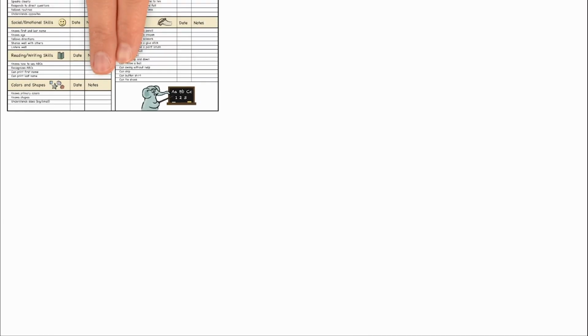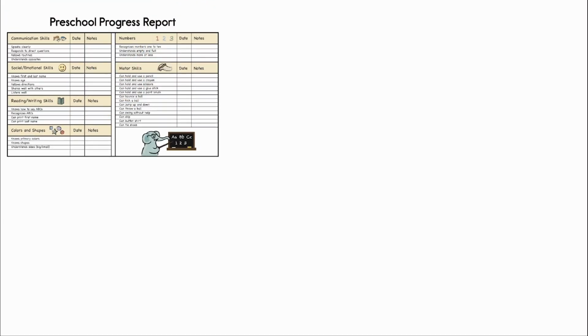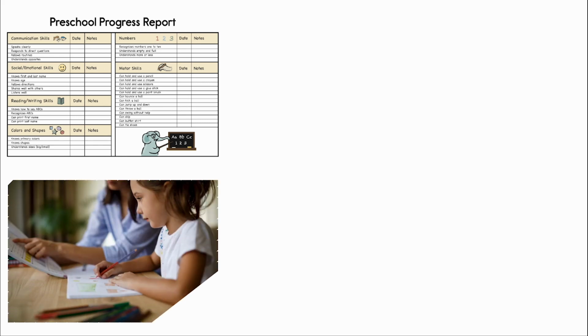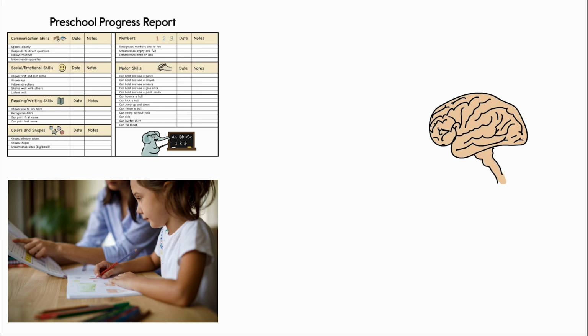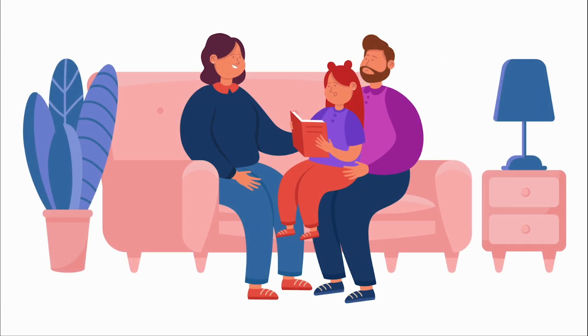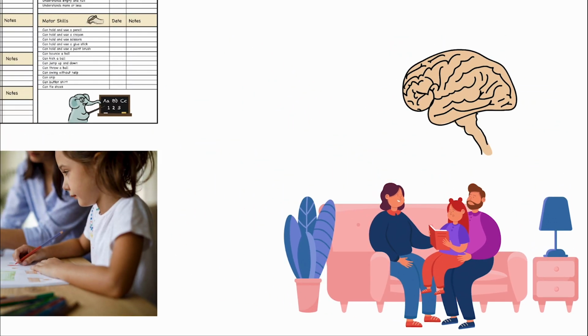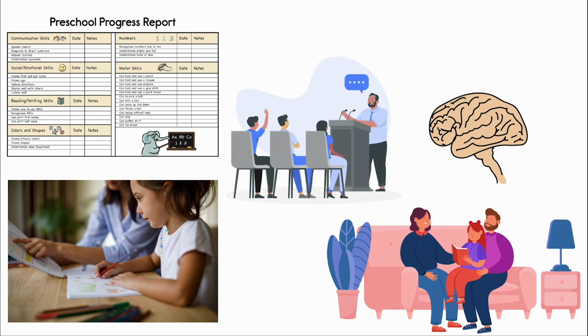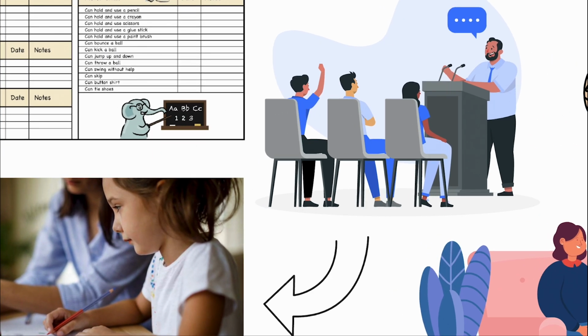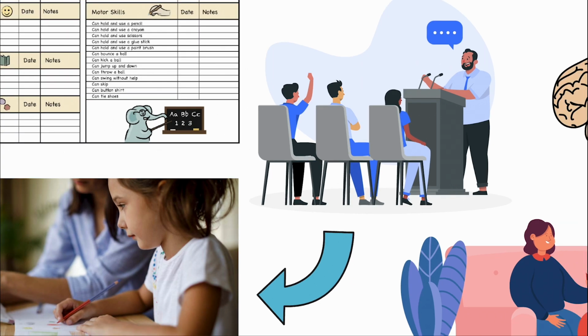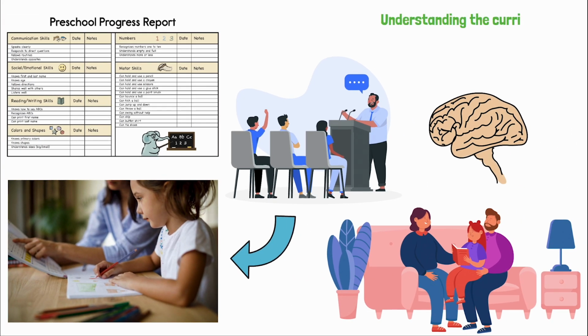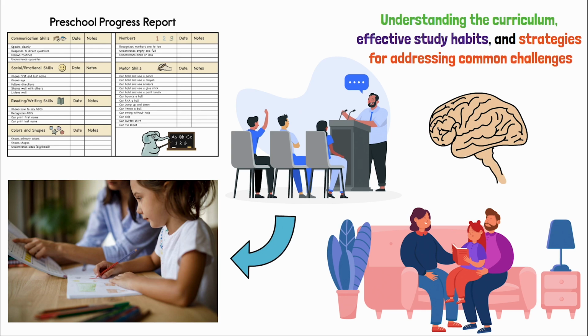Regular check-ins and progress reports are also helpful. Providing parents with updates on their child's academic and behavioral progress can help identify issues early on. This allows for timely intervention and prevents problems from escalating. In addition, schools can organize workshops and seminars to educate parents on various aspects of their child's education. This can include understanding the curriculum, effective study habits, and strategies for addressing common challenges.